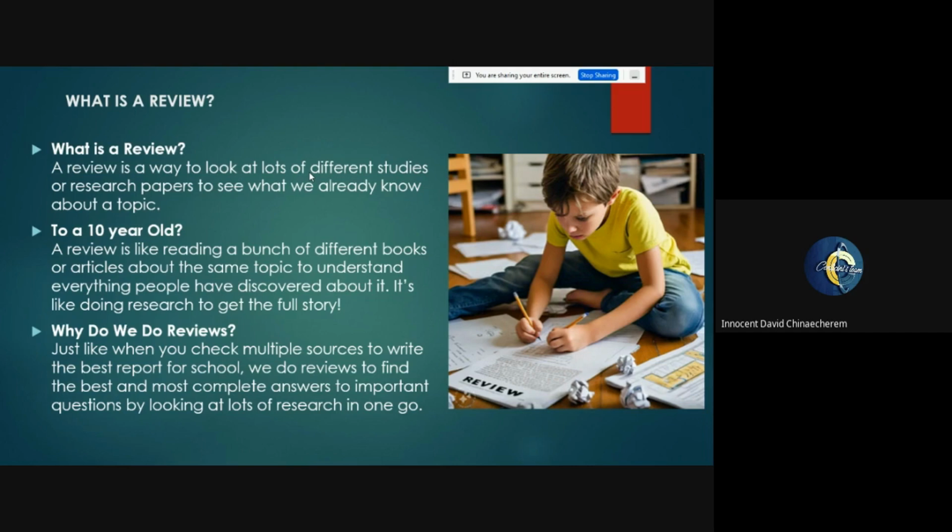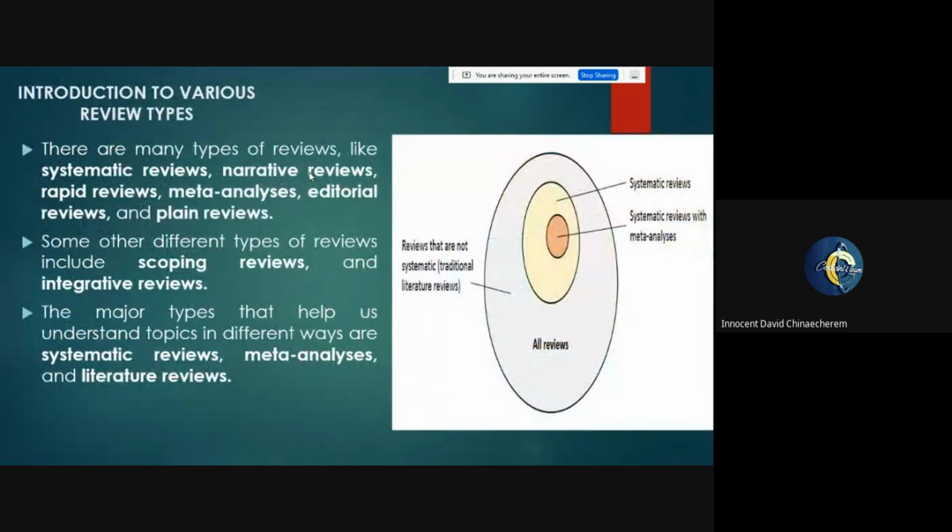Now, what are the types of reviews? Reading everything about malaria in a bunch of books can come as a systematic review, a narrative review, a rapid review, a meta-analysis, an editorial, plain reviews, scoping, or integrative reviews. We're going to focus on systematic literature reviews or systematic reviews, meta-analysis, and literature reviews. So we expect it to be like an onion. And we made it clear that here we have all reviews. We've got systematic reviews, and we have systematic reviews with meta-analysis.